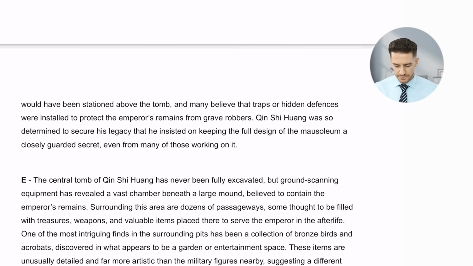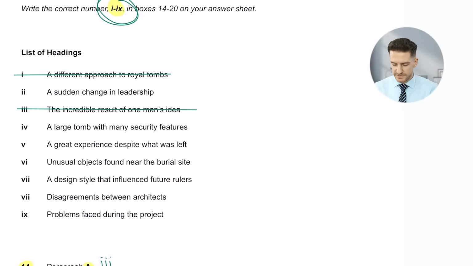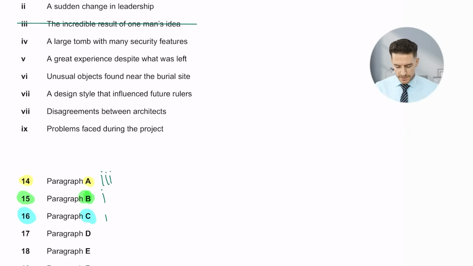So let's go back down now to the headings themselves and let's have a look. So number 2, a sudden change in leadership. Well, no, there's nothing about that. A large tomb with many security features. No. A great experience. No. Unusual objects? No. A design style that influenced future rulers? No, nothing about future rulers. Disagreements, architects? No. Here we go. Problems faced during the project. That looks very close to what we said. So we can go down and put number 9 for question 16. And again, let's cross off number 9 here. So we've got less to look at when it comes to the next questions.